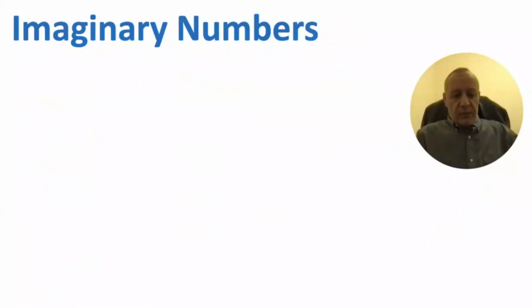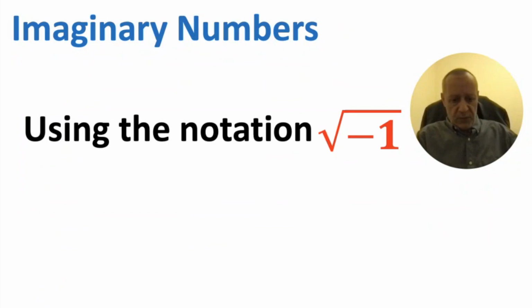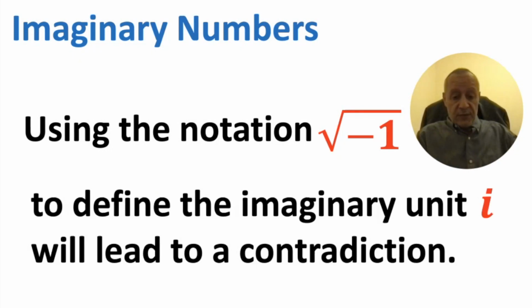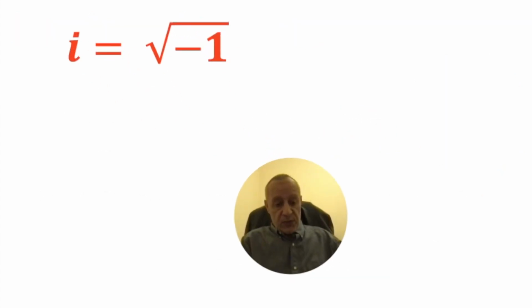Hello and welcome. Let's talk about imaginary numbers, and mainly about using the notation square root of -1. This is actually used to define the unit i, the imaginary number i. In some resources, not all of the resources, this will lead to a contradiction. So let's do some calculations using this notation.